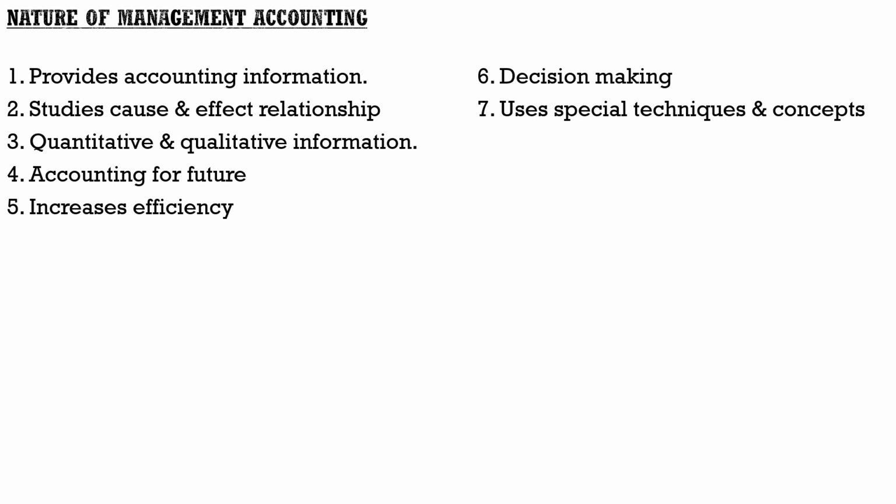Use of special techniques and concepts. If you remember the paper which you have learned in 5th semester, you might remember the various modules you have learned: analysis of financial statements, in which you have learned common size statement, comparative statements. After that you have learned ratio analysis. After that you have learned marginal costing. After that you have learned cash flow statement, fund flow statement. These are the various tools or special techniques and concepts. You have learned only 3 or 4 main tools.